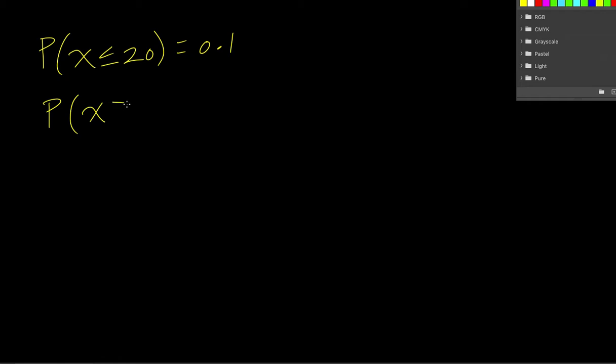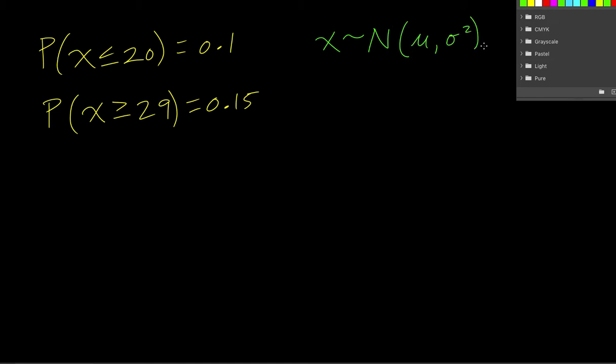Now we're going to do the last one. Find the mean and standard deviation of a normally distributed random variable x for which the probability of x being less than or equal to 20 is equal to 0.1, and the probability of x being greater than or equal to 29 is equal to 0.15. Okay, so our distribution is going to look like this. We don't know really anything about it. So we're just going to leave it like that.